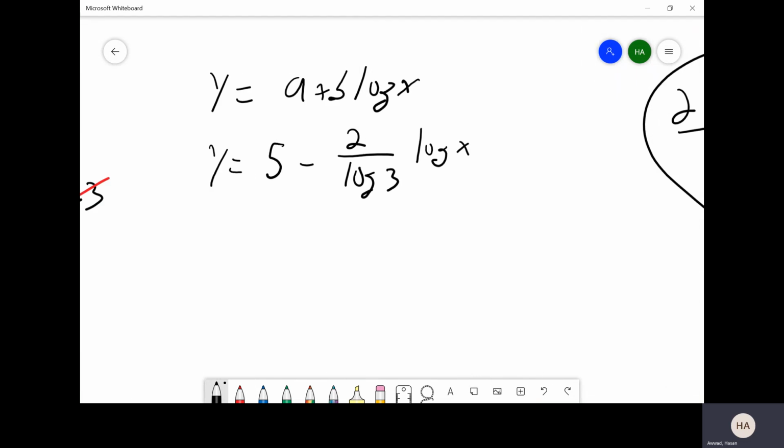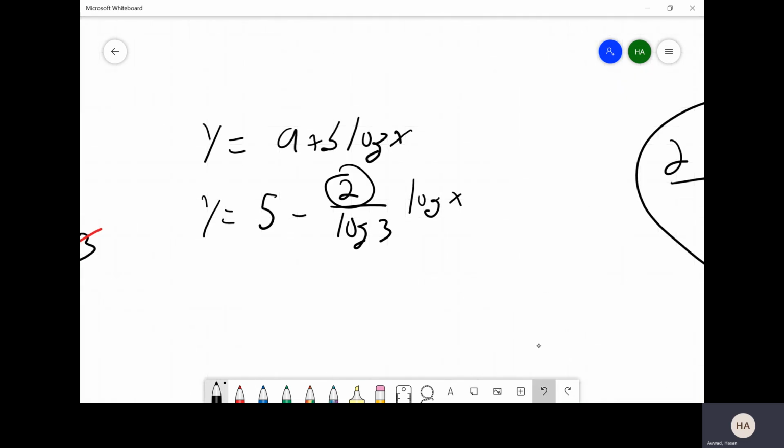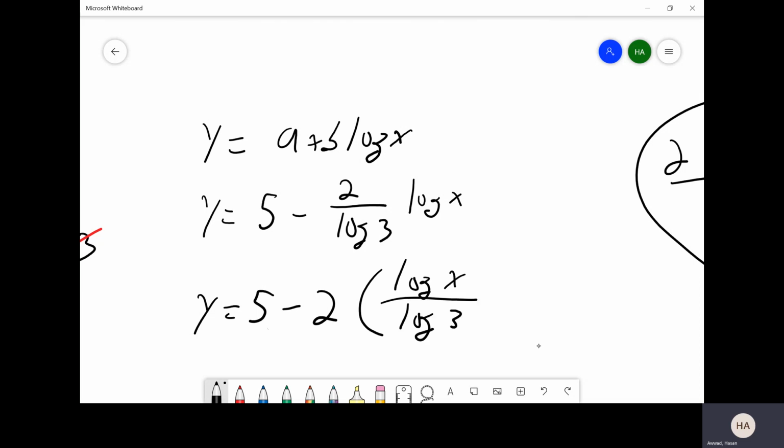So what I'm going to do is move my 2 to the outside of the fraction, and I'm going to move the log of x to the top, the numerator here, right? It's being multiplied against the fraction, so I'm going to put it up top. So what I now have is y is equal to 5 minus 2 times log of x over log of 3. And there's a very good reason that I did this.